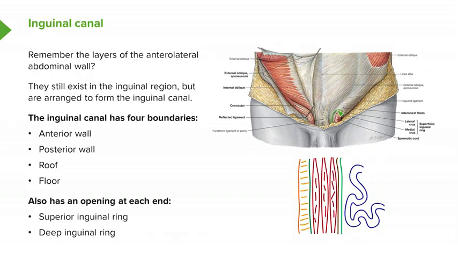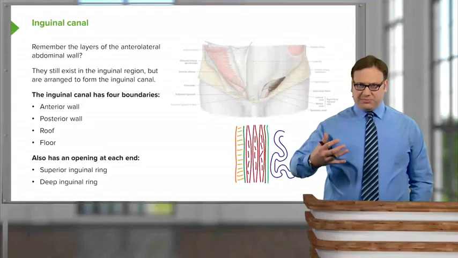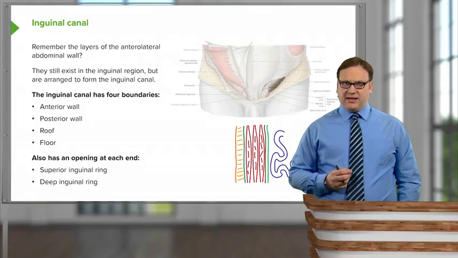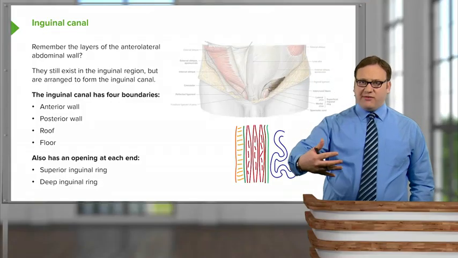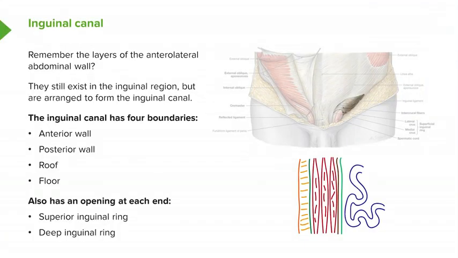It has an anterior wall, and for now we can say that is the external oblique aponeurosis. We can see that here, the anterior boundary. We'll explore it later and see that other structures also form the anterior boundary. It has a posterior wall, and this is where we need to remember transversalis fascia. It has a floor, which is the inguinal ligament. We can see that here.